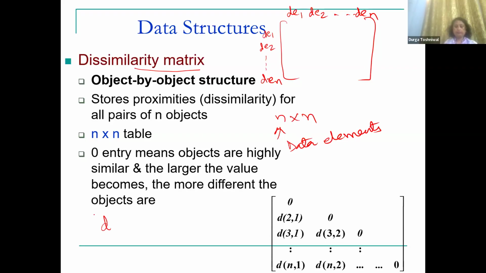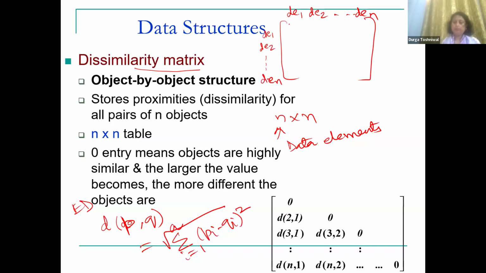So I already told you, for example, we have the Euclidean distance, which is, if we talk about data elements P and Q, the square root of summation of (Pi minus Qi) squared, i equal to 1 to, let's say, a, if we are having a number of attributes. So this is the distance. So we populate this matrix with this distance value, right? So here this will be the distance between data element 1 versus 1.